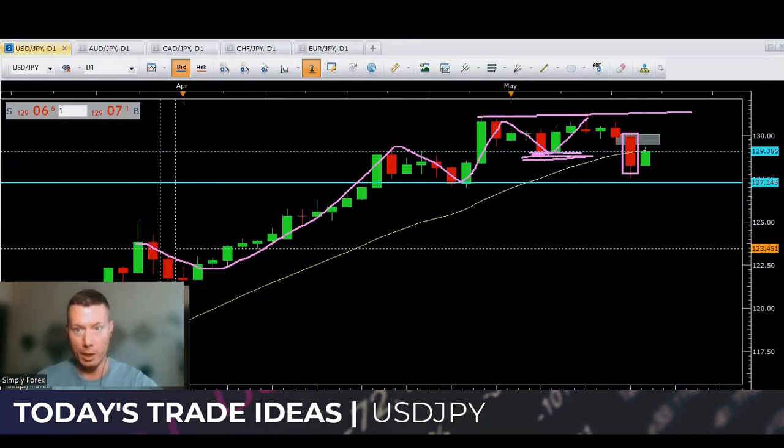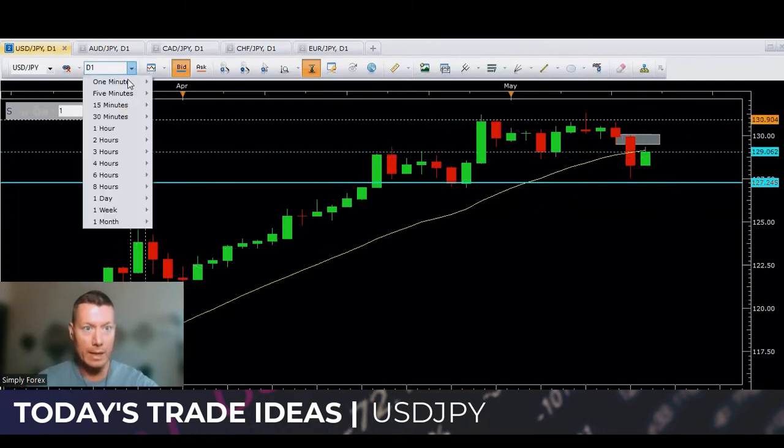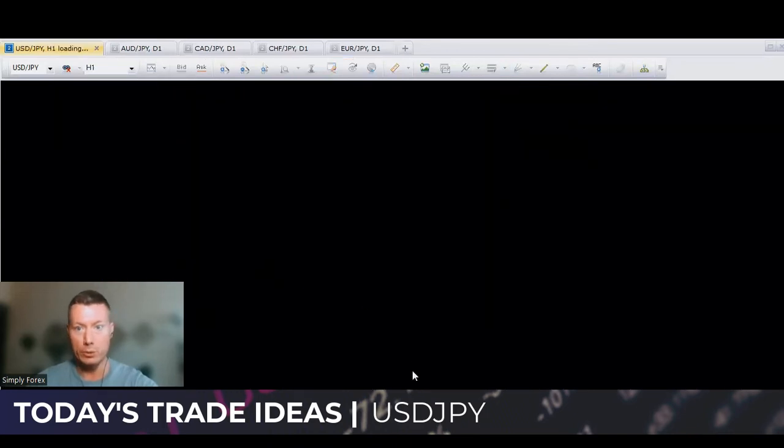So we are now in a downward structure. We have lower lows, and this candle is bearish. Quite bearish, a little bit of a wick, but bearish enough for me to consider taking shorts on this market. The idea is just to take price back down to this blue line, which is these last lows over here. So we're just looking to short this pair. Let's look at H1 now for execution.